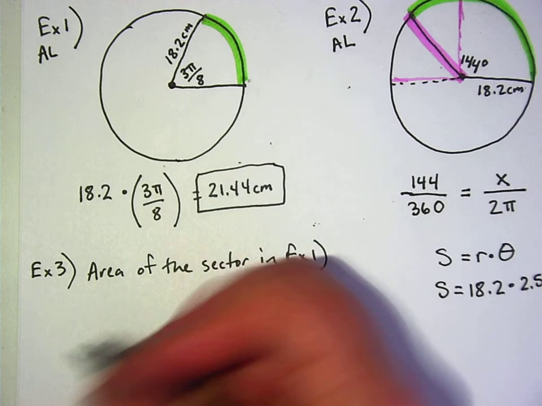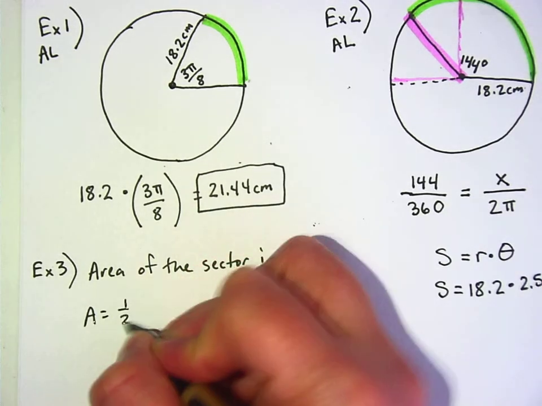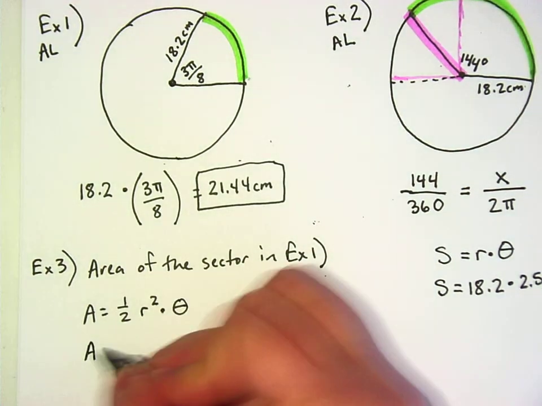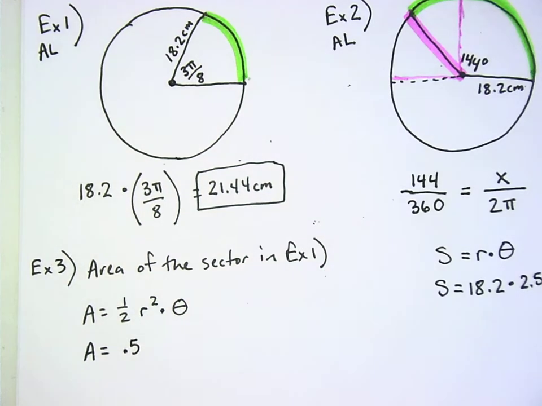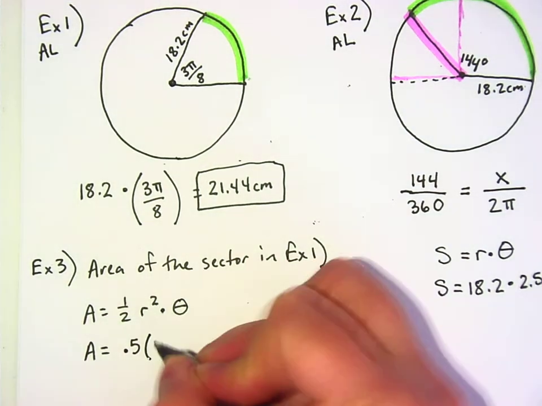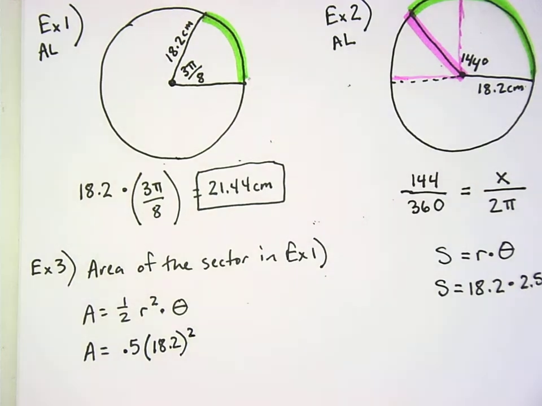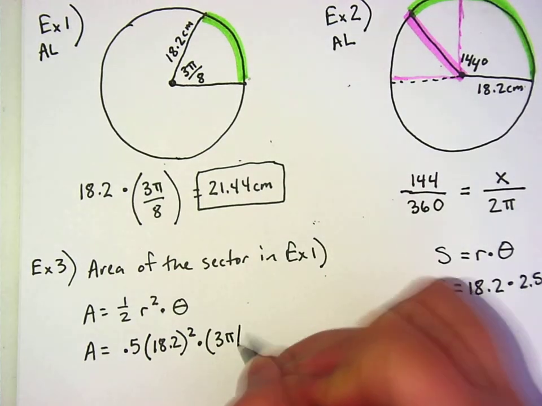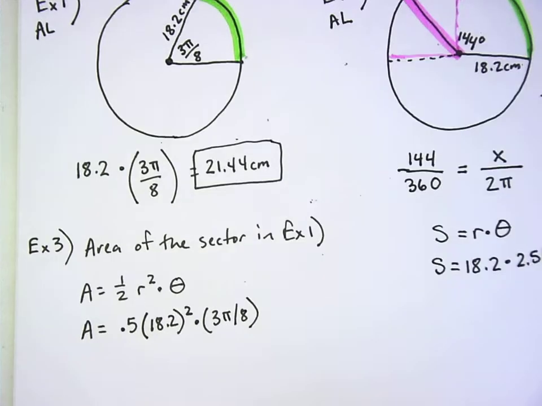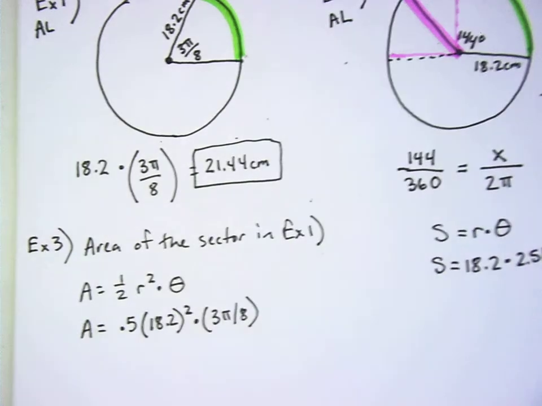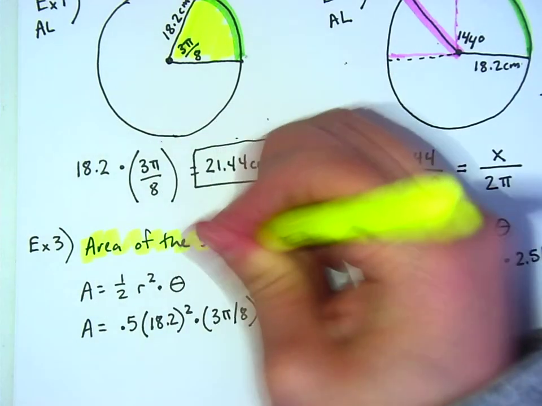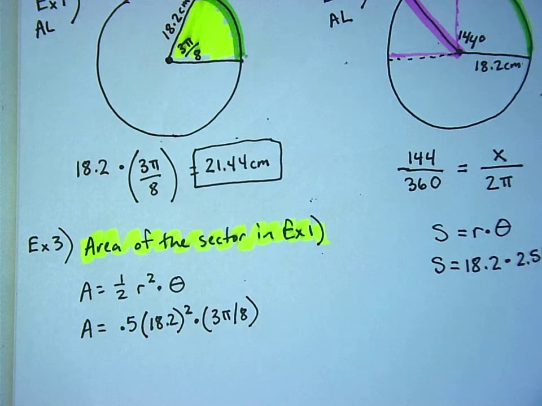Okay, so we're using the formula area equals 1/2 r squared times theta. So in your calculator, you're going to put in 1/2, or you could just put in 0.5, because you know 1/2 is 0.5, times 18.2 squared, times parentheses 3 pi divided by 8. Try putting that in your calculator and see what that would be. If I'm color coding this, that would be this area here. That piece of the pie.